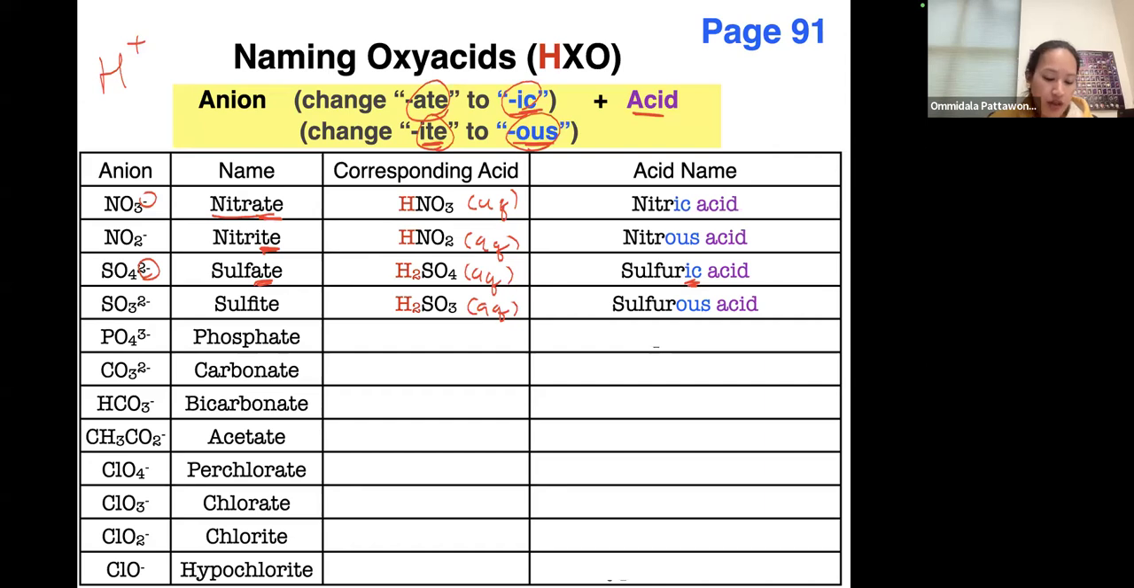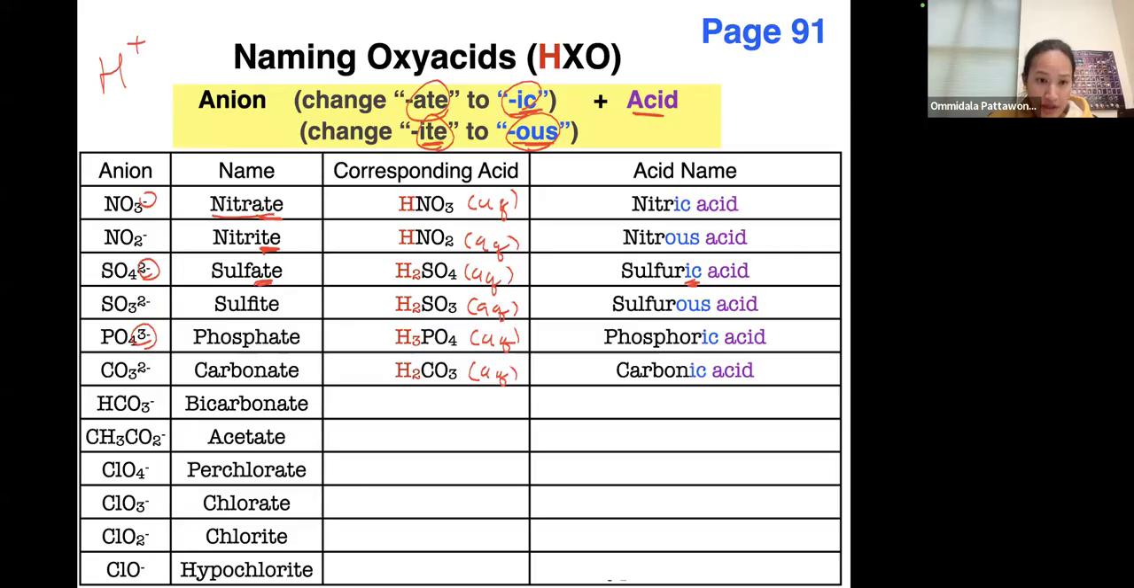What about phosphate? Phosphate is 3-, so we need 3 of the hydrogen, so it would be H3PO4. The name would be phosphate ending with ate, so therefore the name would end with ic. So it would be phosphoric acid. For carbonate, it would be H2CO3 with the AQ in parentheses. The name of this would be carbonic acid.